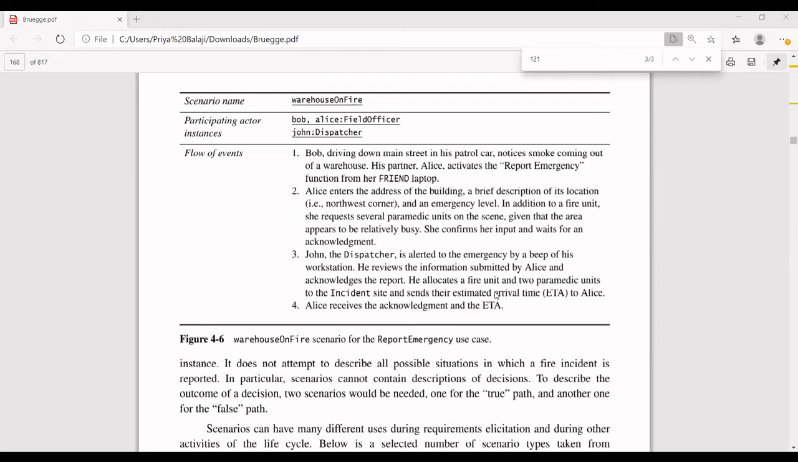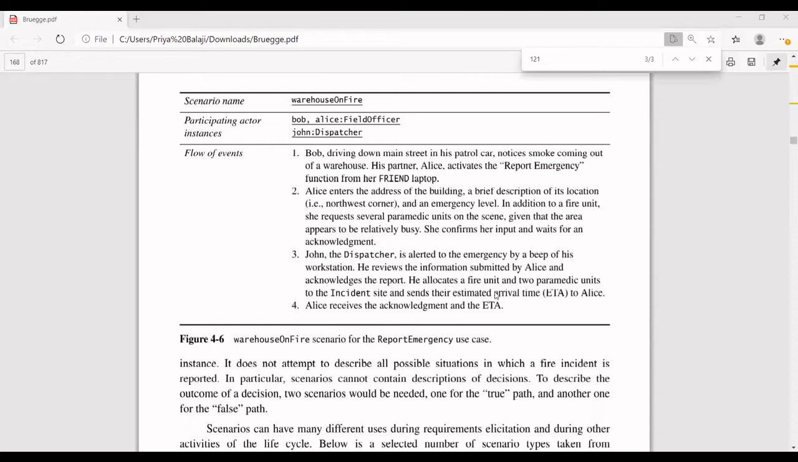So what is the flow of events that will be done? Bob, while driving, saw there is a fire. He immediately informed his partner Alice, and through Alice, he activated the report emergency. That is the FRIEND use case. So he reported the emergency to the FRIEND. Immediately from the FRIEND, you will be getting a form asking from which location it is happening, what type of fire, I mean, what exactly is happening, whether it is a fire or an accident.